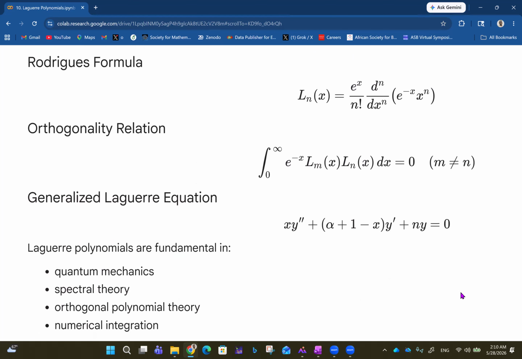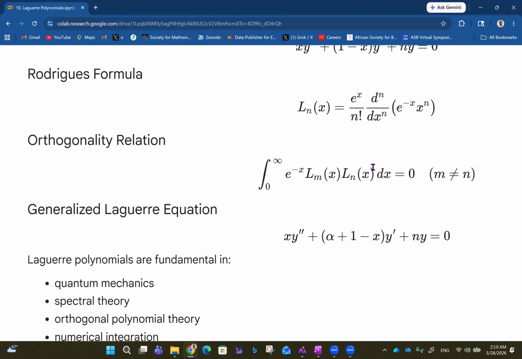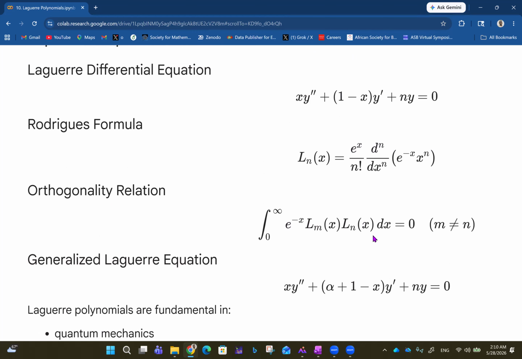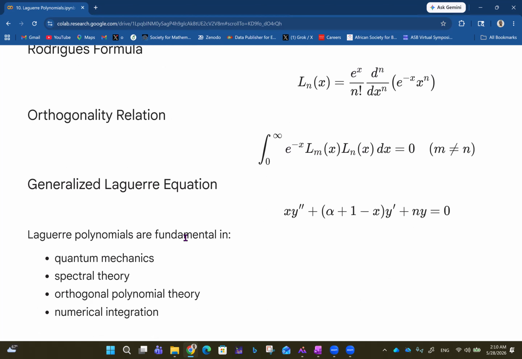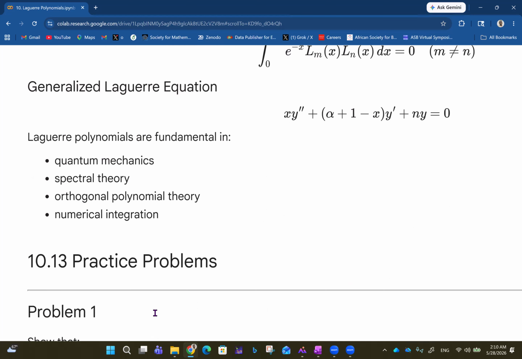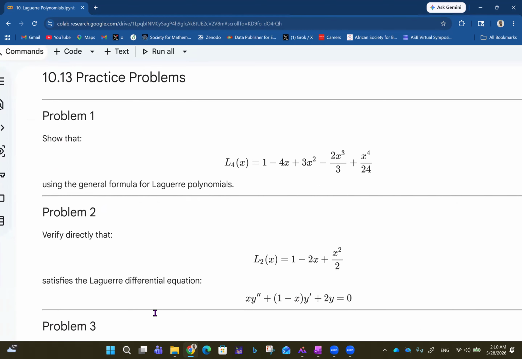And then we have the generalized Laguerre equation. Instead of just the normal 1 minus x, we now have alpha plus 1 minus x, where alpha must be greater than minus 1, by the way. Because if alpha is minus 1, this cancels and we just have minus x y prime. So Laguerre polynomials are fundamental in quantum mechanics, spectral theory, and orthogonal polynomial theory, as well as numerical integration. So we have some practice problems.